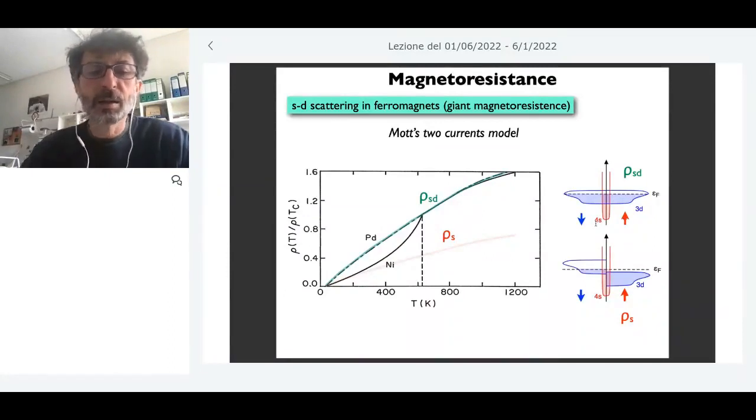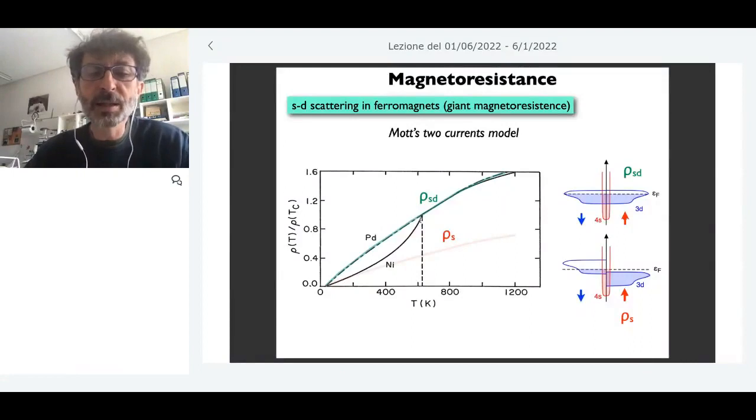In nickel, when you go down in temperature and it becomes ferromagnetic, at a certain point the D bands for the up electrons will go below the Fermi level. So for the up band, you will have no more D electrons at the Fermi level. And this means that the majority electrons with magnetization up will have very small resistivity. And this is the value that is here. So the resistivity doesn't increase, it goes down.